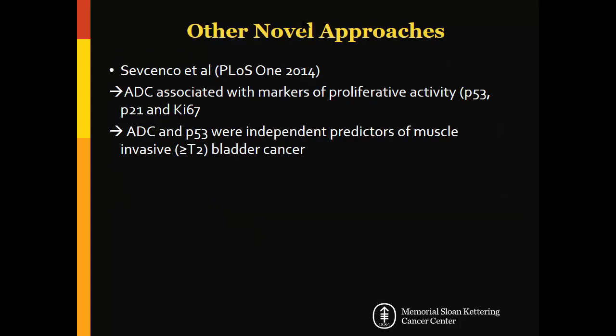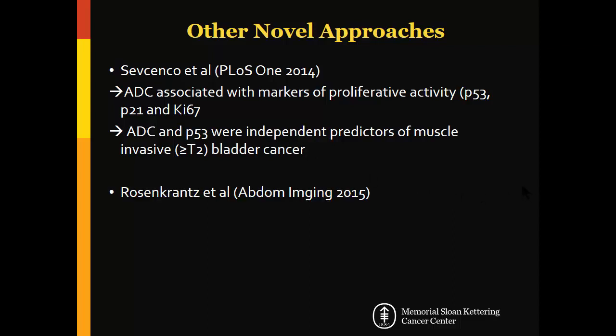I wanted to mention some other novel approaches that have been reported. For example, this paper published in PLOS ONE in 2014 found that ADC, and this is just the standard mono-exponential mean ADC value, was not only associated with T stage and with grade of aggressiveness, but also with markers of proliferation or proliferative activity, such as P53, P21, and Ki67. And actually, on multivariate analysis, only the ADC and the P53 were independent predictors of muscle-invasive disease.